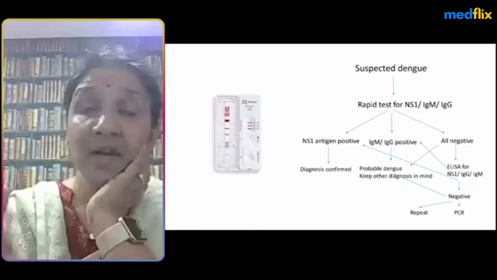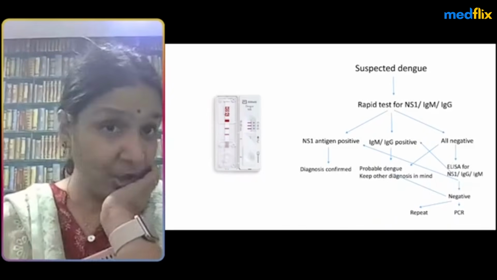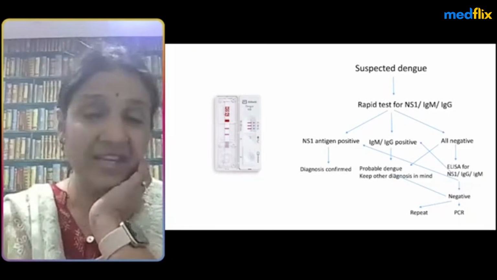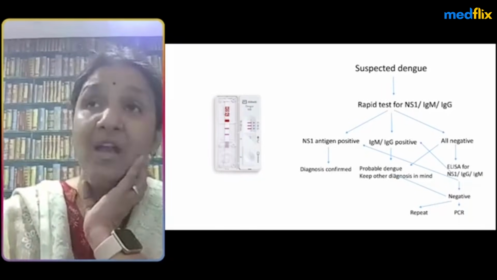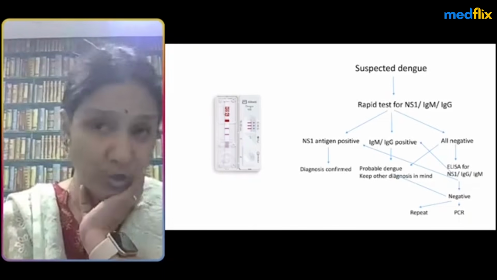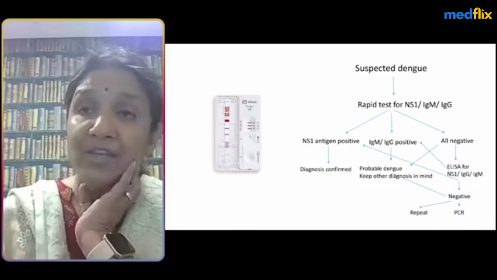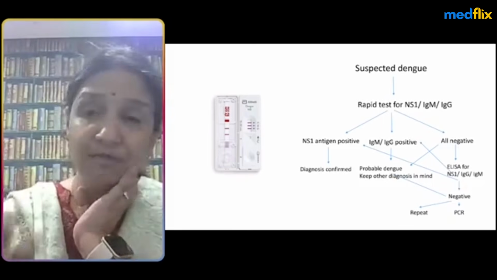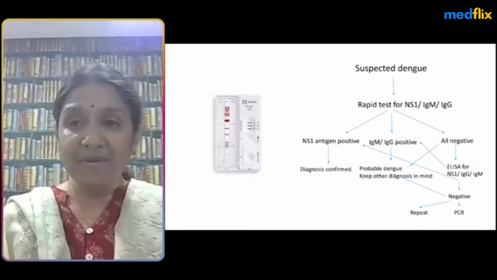So, in fact, in the recent epidemics, when we were having a lot of dengue and chikungunya, we were often doing the dengue and chikungunya PCR combined because that was picking both dengue and chikungunya together. So if you are strongly suspecting dengue and your NS1 and all these are negative, you can actually do a dengue PCR.